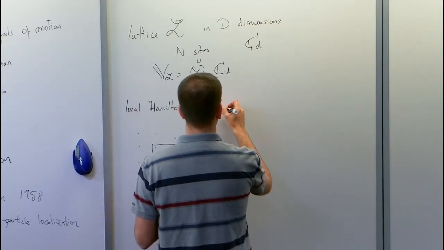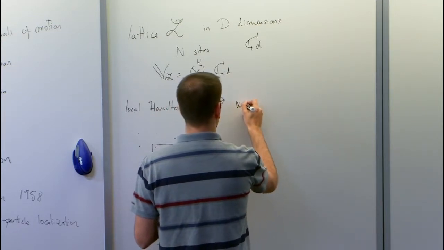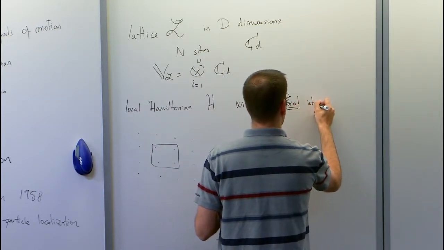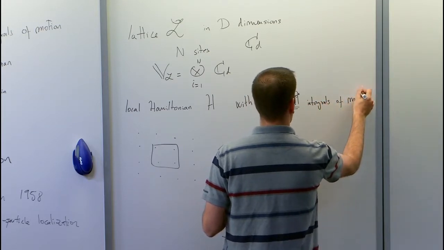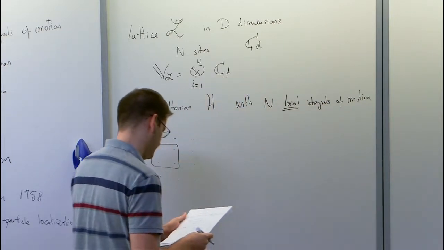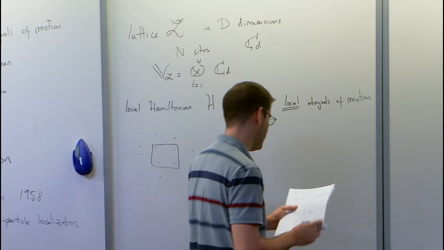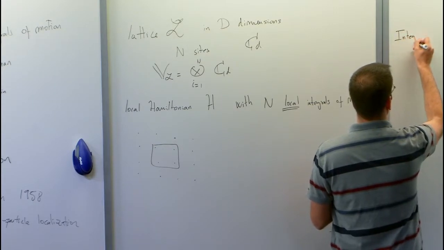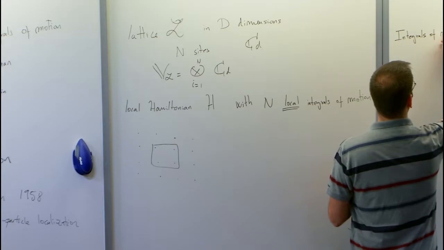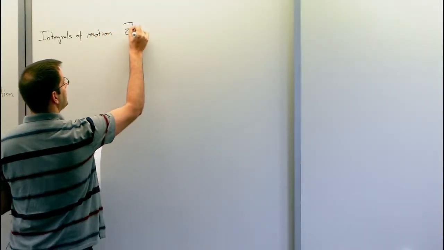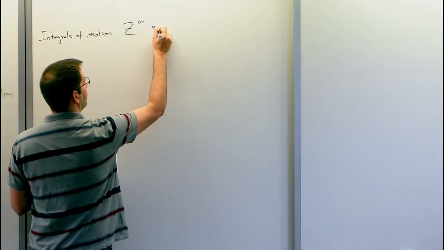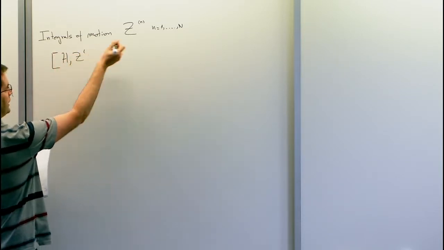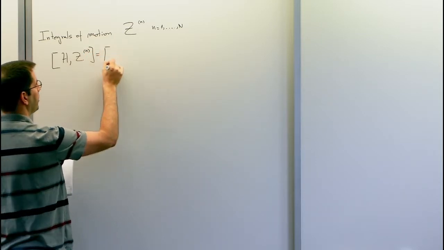What I'm going to demand is that the local Hamiltonian H has a complete set of n local integrals of motion. So what do I mean by integrals of motion? I'll take care of the local part later. I'm going to denote them by Z_n, where n runs from 1 to N. By integrals of motion I mean a set of operators Z_n that commute with the Hamiltonian and commute among themselves.